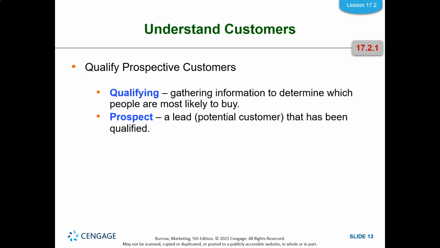Qualifying prospective customers. So two terms here with their definitions. One, qualifying: gathering information to determine which people are most likely to buy. And then there's prospect: a lead or a potential customer that has been qualified.